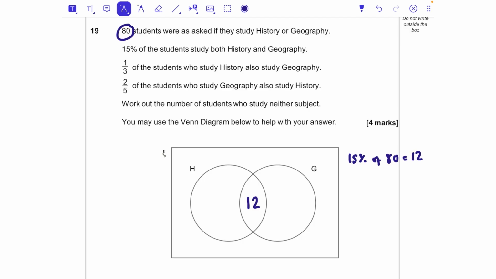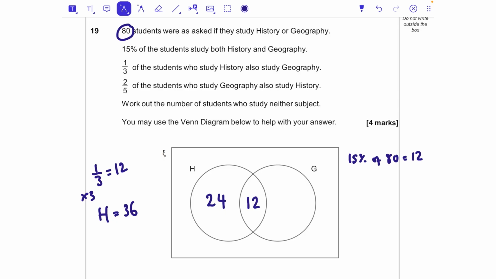A third of the students who study history, so a third of this circle, also study geography. So this 12 is a third of the students that study history. So a third equals 12, which means that there must be 36 altogether. If we times that by 3, one whole, or all of the students who study history, must be 36. So we know that the circle needs to equal 36, but we've already got 12 in the middle, so that would be 24 left on the outside here.